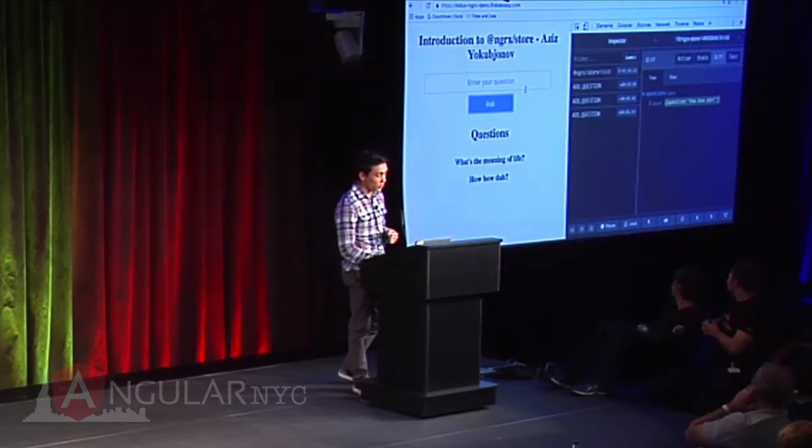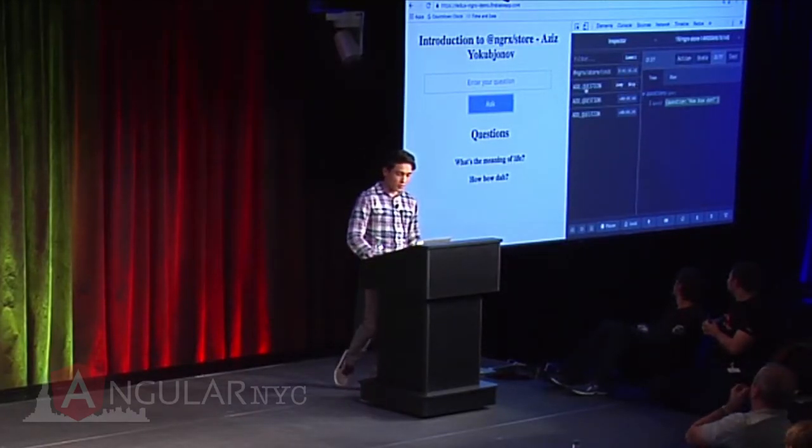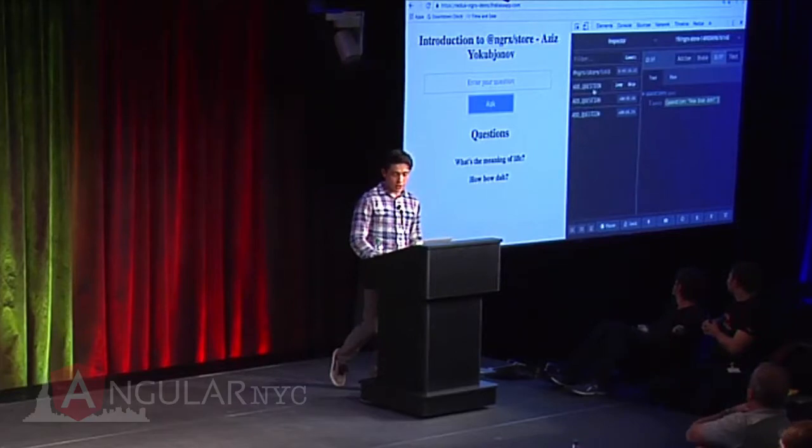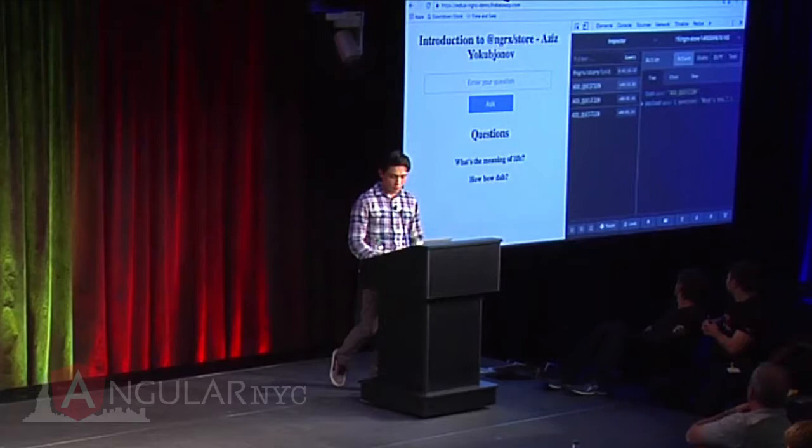So as I added questions, you can see that here are actions coming up in our DevTools. And that is because the only way to mutate the state is by sending actions. So here we can see all of the actions that happen to the state. We can see what the payload was, and we can see what was our state at that point of time.